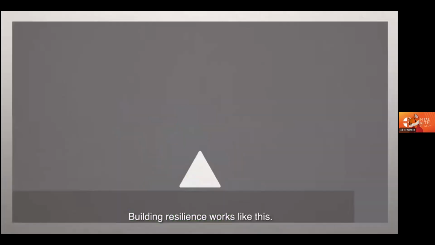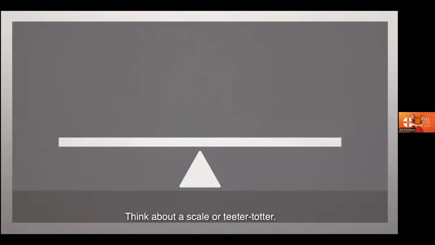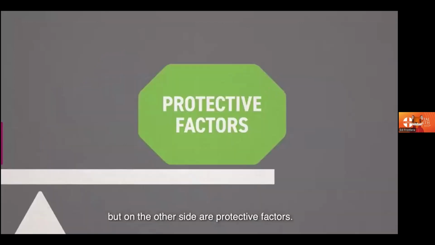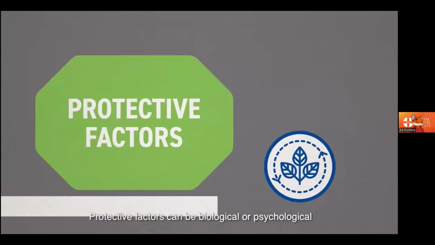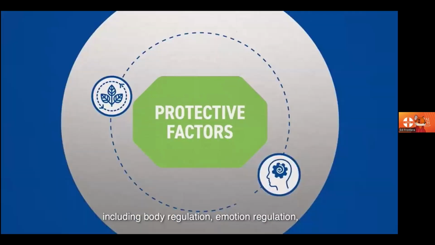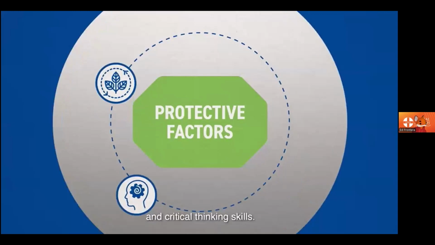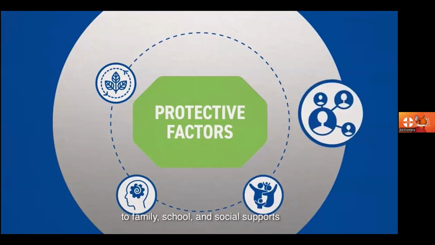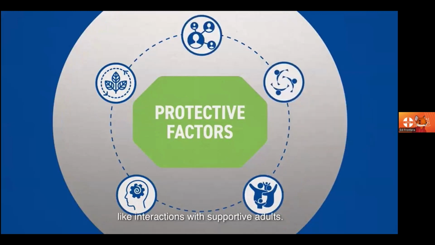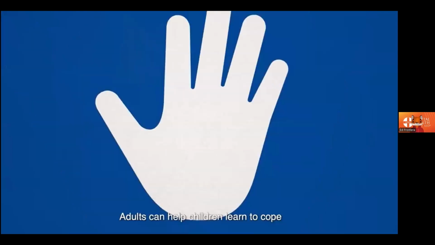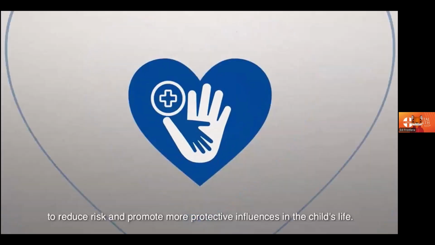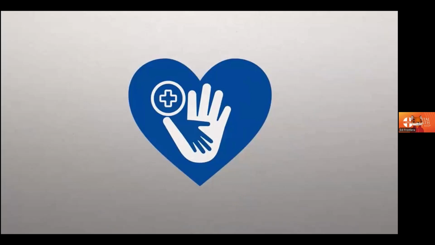Building resilience works like this. Think about a scale or teeter-totter. On one side are risk factors, but on the other side are protective factors. Protective factors can be biological or psychological, including body regulation, emotion regulation, and critical thinking skills. Protective factors can also be connected to family, school, and social supports, like interactions with supportive adults. Adults can help children learn to cope and connect them with supportive community resources to reduce risk and promote more protective influences in the child's life. Supportive adults like you can tip the scales toward resilience.